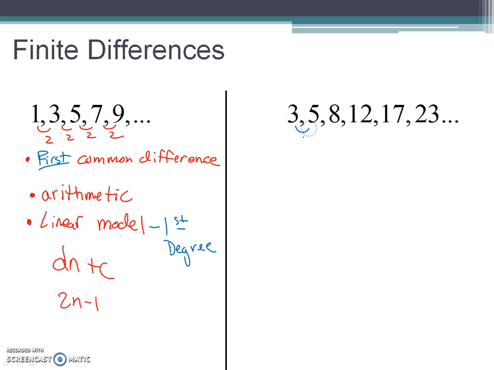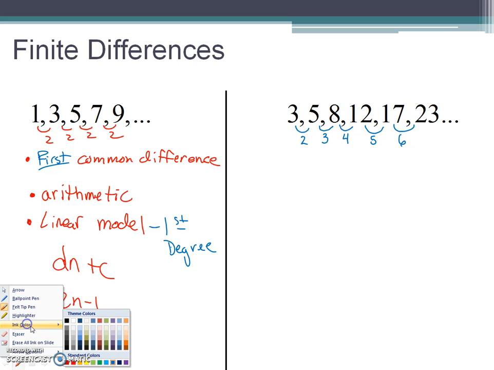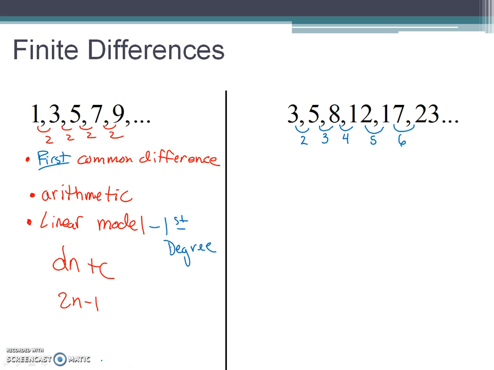Let's look at this one. 3 to 5 is 2. 5 to 8 is 3. 8 to 12 is 4. 12 to 17 is 5. 17 to 23 is 6. Now, that does not have a common difference. It does not have a common ratio either. There's no common multiples there.